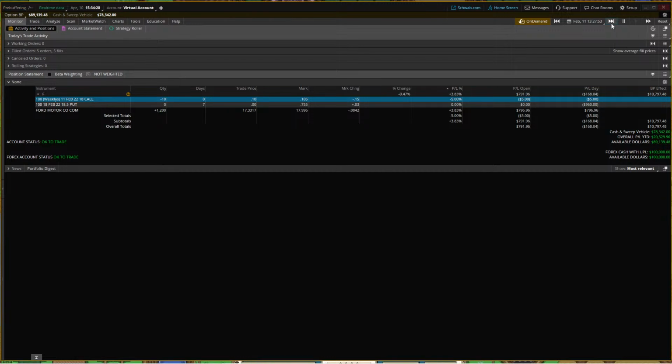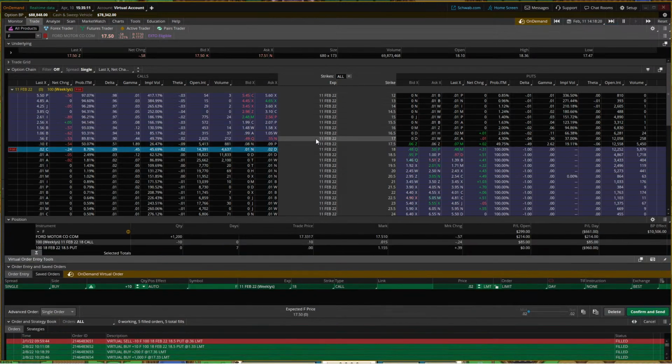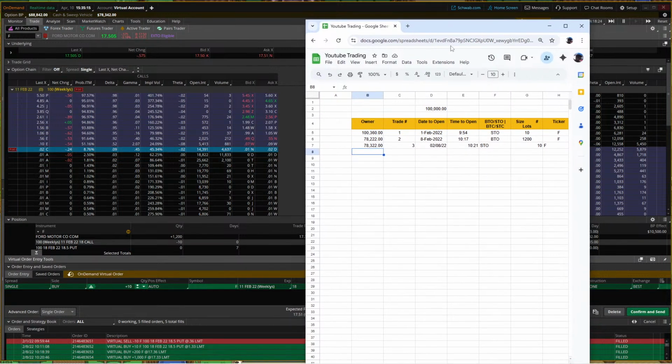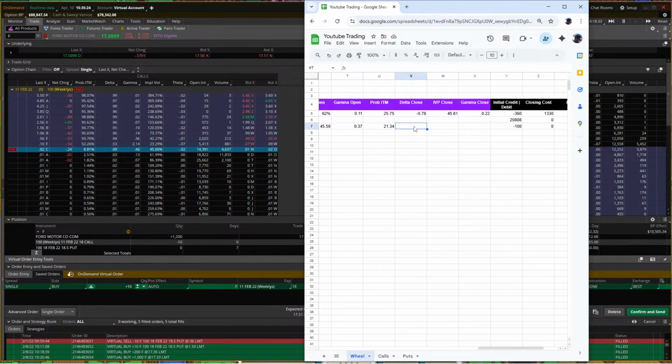Take it all the way close to expiration. Let it load. Looky there. So calls, they're worthless. Let's go ahead because this is 2:18. Market's getting ready to close. Go ahead, close them out. Bring this back up. Let's get our purple information real quick and then close them. Delta close is 0.09. IVP close is 45. DM is 46.